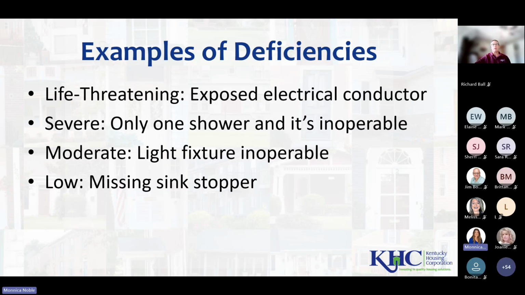So some examples of the deficiencies. An example of a life-threatening deficiency would be an exposed electrical conductor. A severe deficiency would be if there's only one shower and it's inoperable. A moderate deficiency, a light fixture maybe is inoperable. And then a low deficiency, a missing sink stopper. And you can see how a low deficiency, like a missing sink stopper, is not vital to housing that family or to keeping them safe.